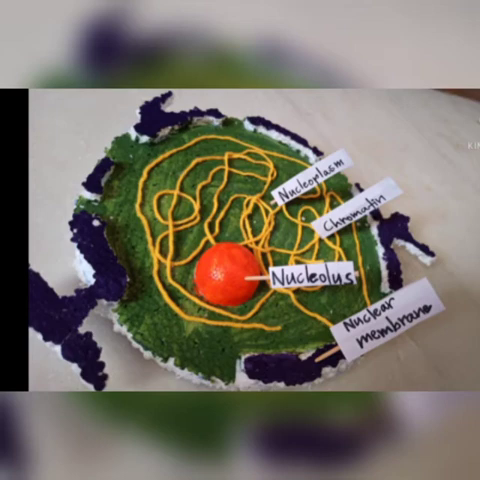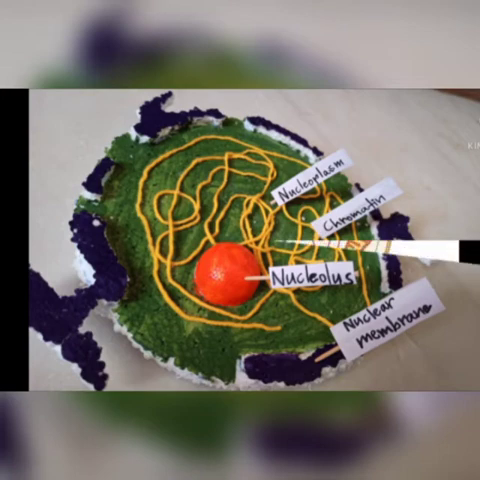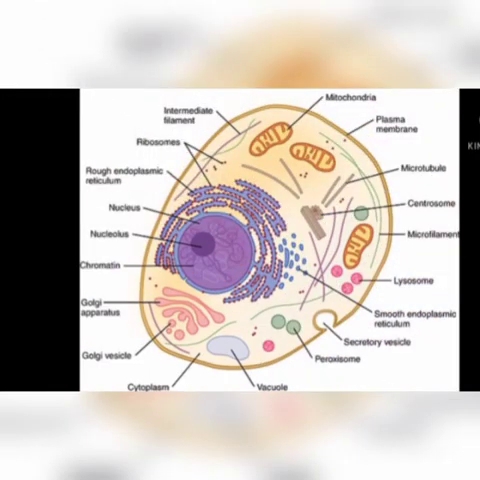Nuclear membrane. It surrounds the nucleus and it is made up of two layers, and its openings allow material to enter and leave the nucleus. Chromosomes. They are made up of DNA and present in the nucleus. They are responsible for the inheritance of characters, meaning genes, from one generation to another.